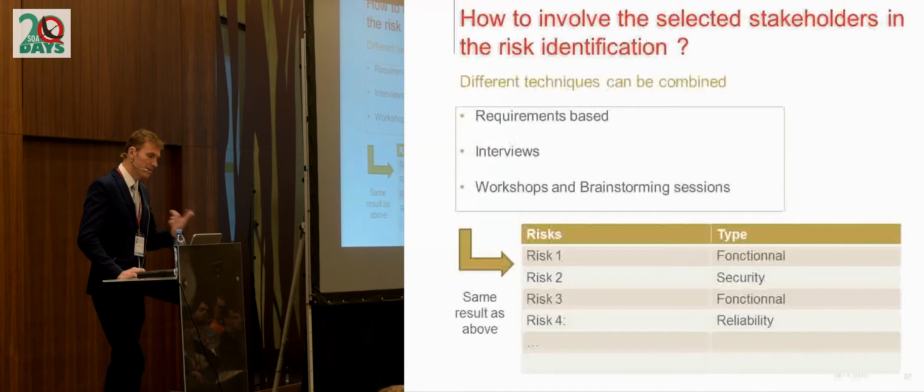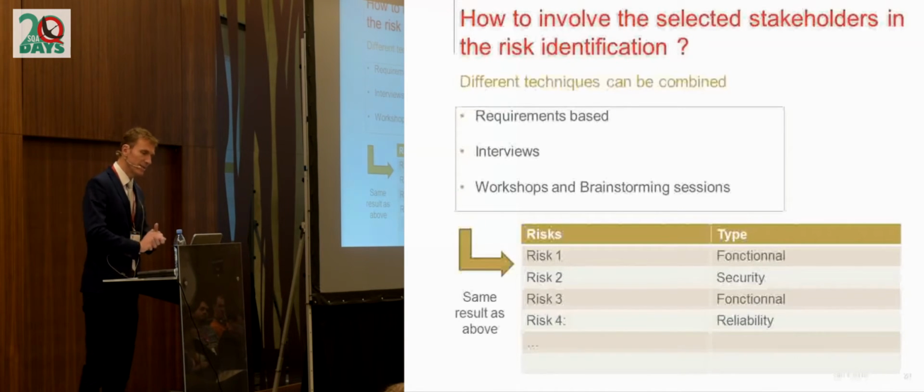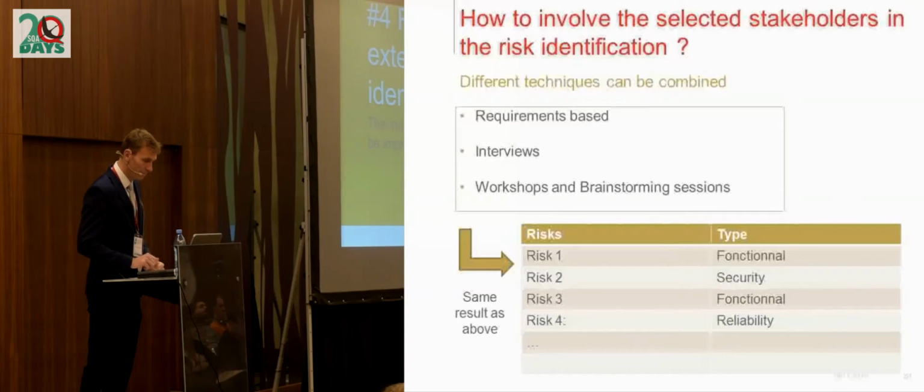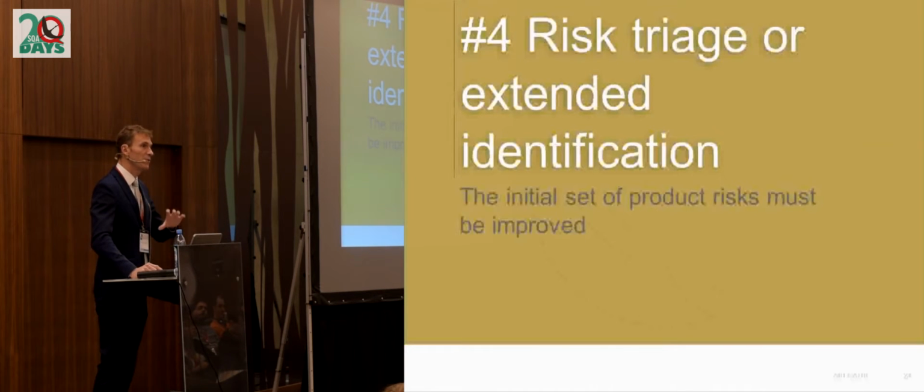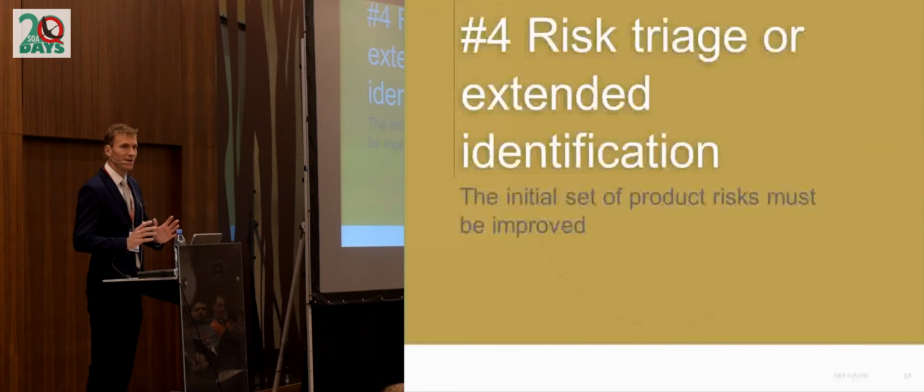So at the end of this stage, you have here again a list of risks, and this first list will be then improved to put in place the RBT method. So that's actually the fourth step. You have to be sure that the list is not too large and that the risks that remain in the list are relevant.